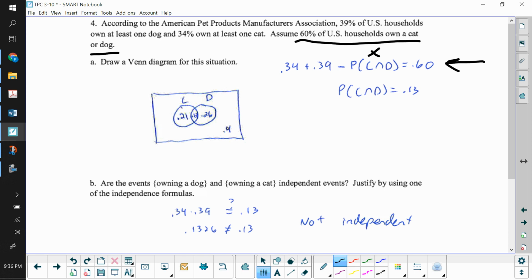Well, now in B, we have everything we need. Dog only was 39, cat only was 34, both was 13. Type in the left, they're not the same, so you can either say not independent or dependent.